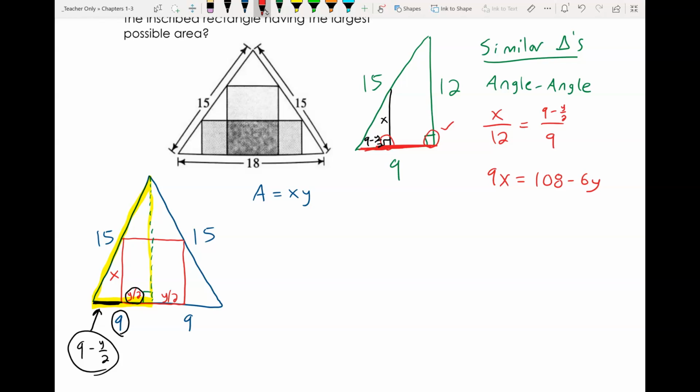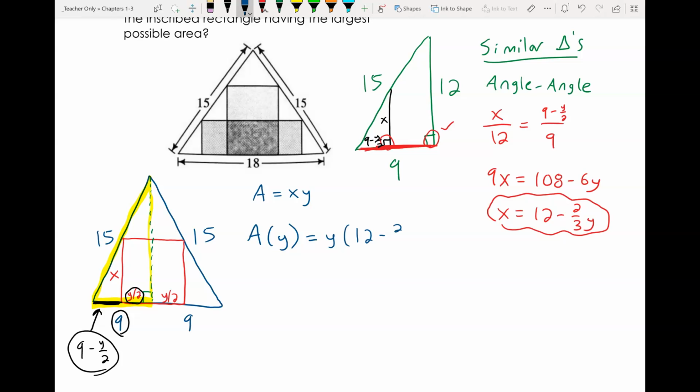And I'm just going to divide by 9 because it seems easier to solve for x. So dividing by 9 gives me x equals 12 minus 2/3 y. So finally, there's the relationship between x and y that we were looking for. If we think back to what we were doing, we were trying to maximize the area, but it was two variables. Now I have a relationship between x and y. I can plug that expression for x in, and I get that the area as a function of y alone is y times (12 minus 2/3 y). I just swapped the order of the multiplication there to make it look more natural.